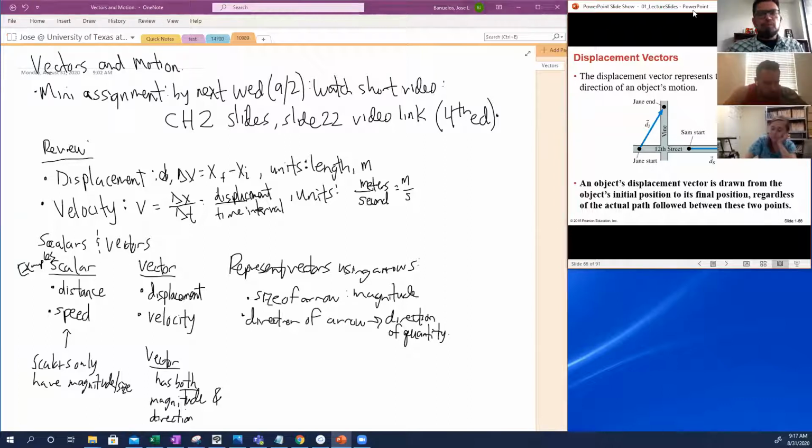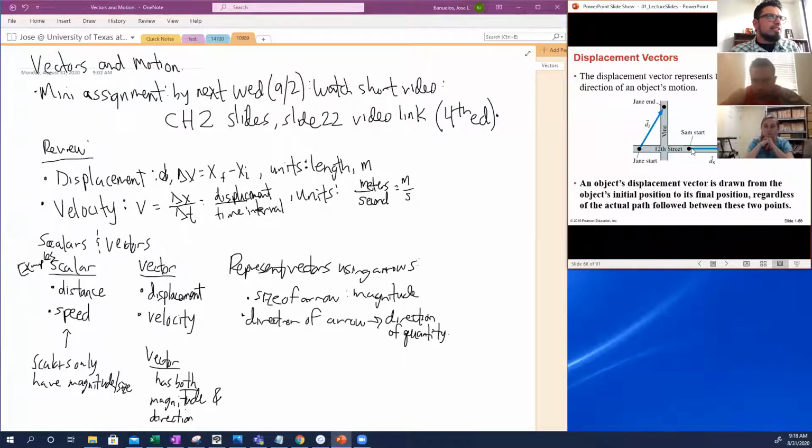So if we go back to our cartoon of Jane, and now we've got Sam on the street. We're looking at this top view of a map, and you see Jane has this displacement vector that goes from the bottom of the intersection to the other street on Vine Street. We label her displacement as D with a subscript J for Jane. Sam's displacement has a label with a D and a subscript S for Sam.